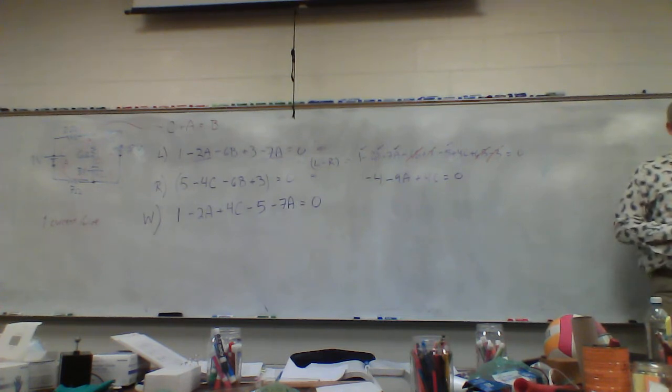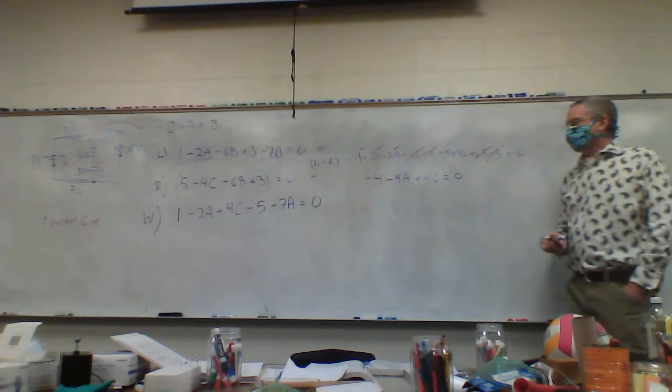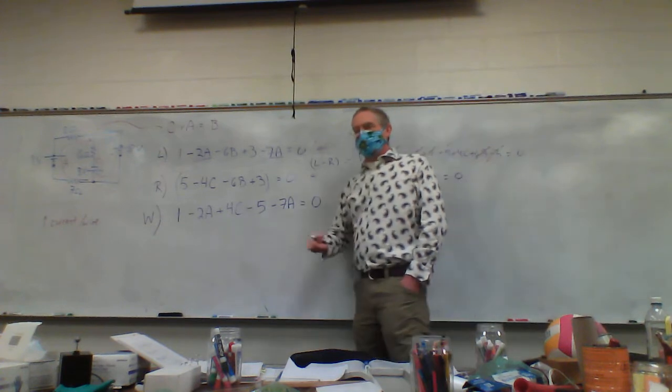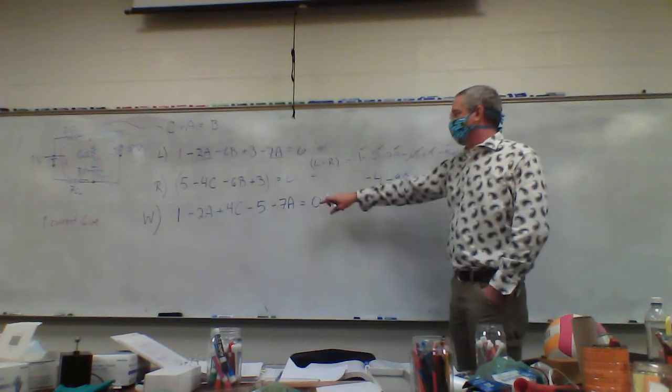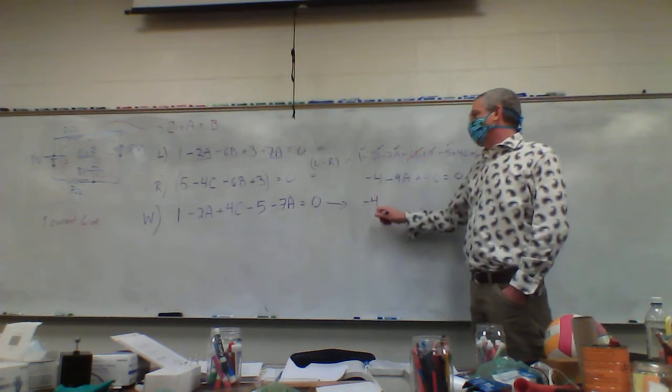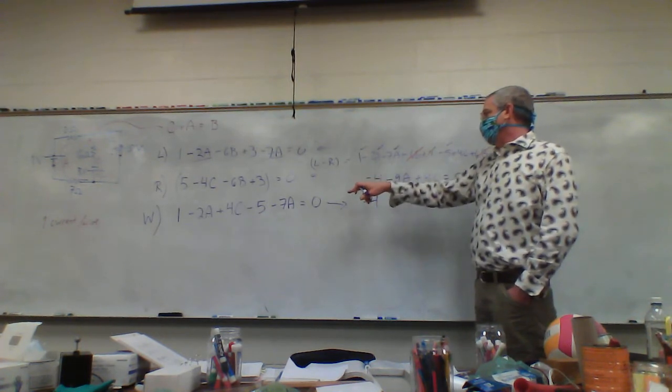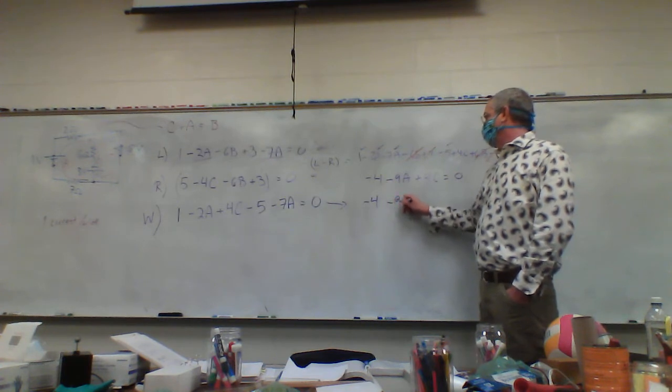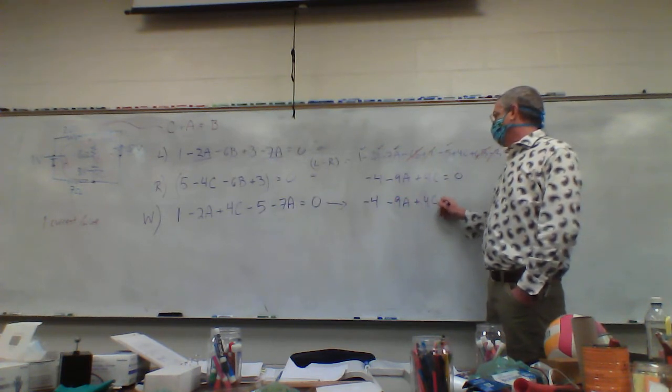So I took the first two equations, combined them, and I got this. If I now want to combine with my third equation in order to solve it, well, let's see what we have here. Let's just simplify this. I've got 1 minus 5, which is -4. I got -2a minus 7a, which is minus 9a, and then plus 4c equals 0.